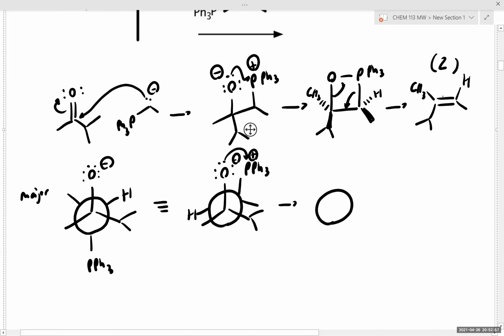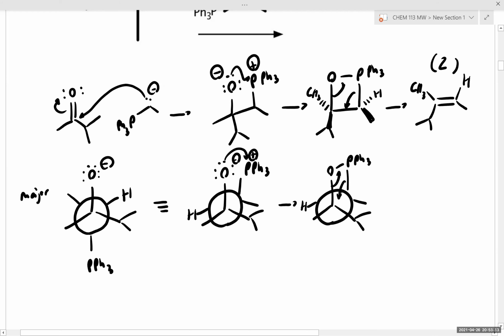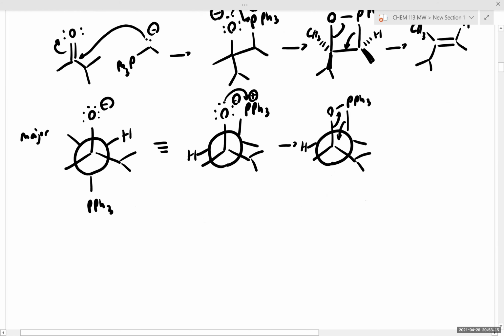So to showcase the Newman projection for this betaine intermediate, in this case, as we can clearly see, the two bulkiest substituents are on the same side. So when the betaine intermediate collapses, we'd get the desired Z alkene.